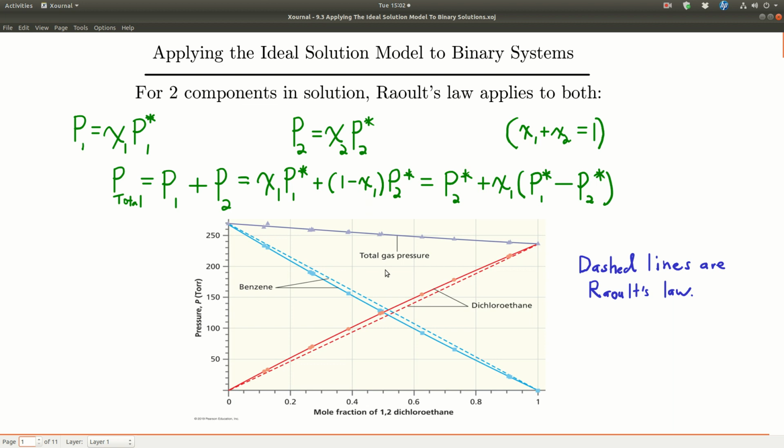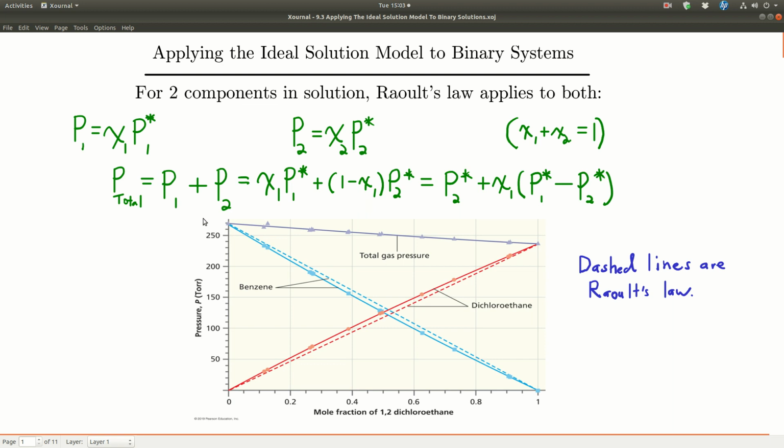Hey guys, so this is section 9.3 where we talk about applying the ideal solution model to binary systems. Binary systems means there's two components. Both of those components will obey Raoult's law for an ideal solution, which means that for component 1, the pressure above the solution is equal to the mole fraction of that component in the solution times the vapor pressure of the pure component. And same thing for component 2. And remember that the mole fractions have to add up to 1.